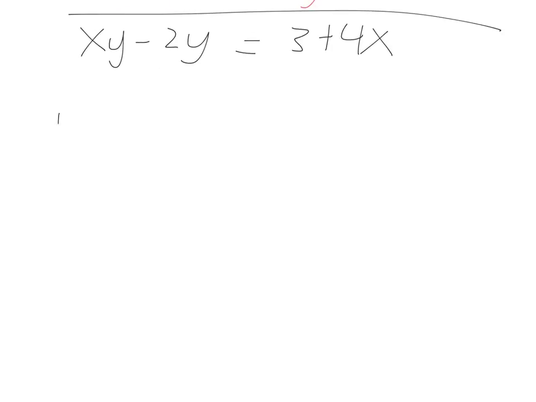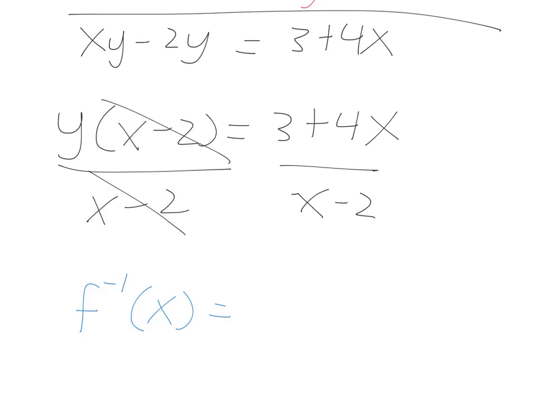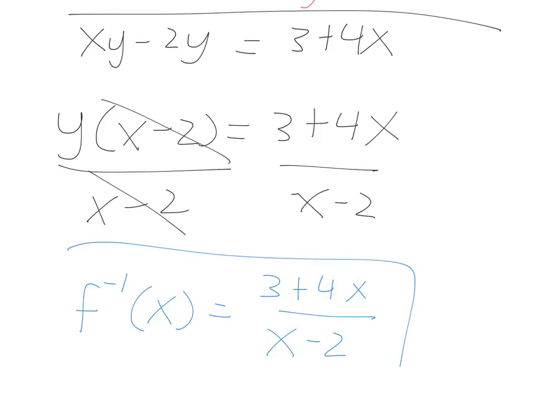Now, from here you can factor out a y, so you're left with y times x minus 2 equals 3 plus 4x. So, if you divide both sides by x minus 2, you're left with y equals, or we can simply rewrite, f inverse of x is equal to 3 plus 4x all over x minus 2.